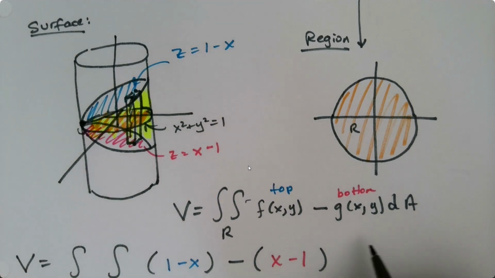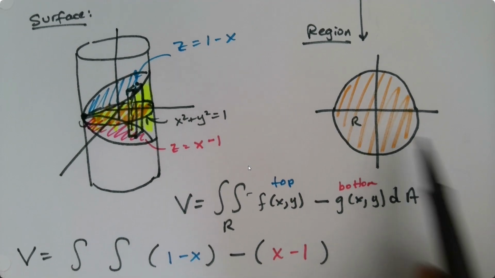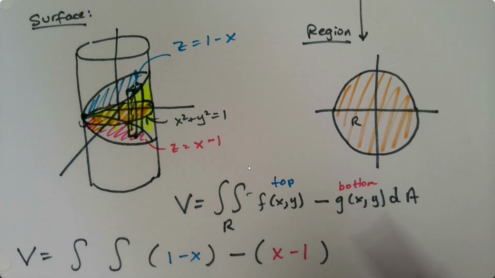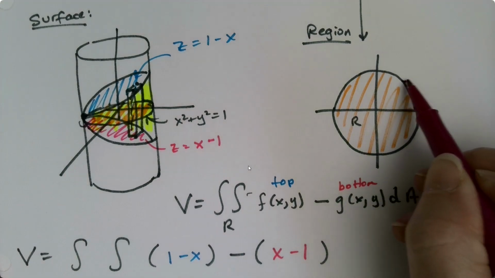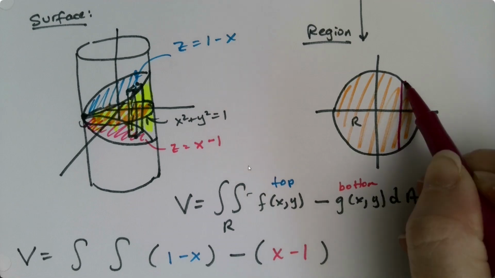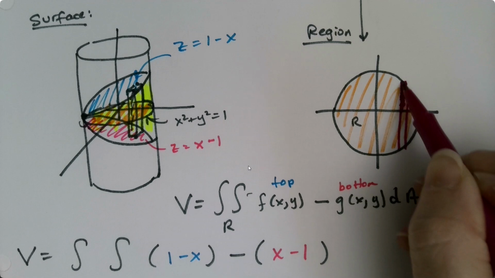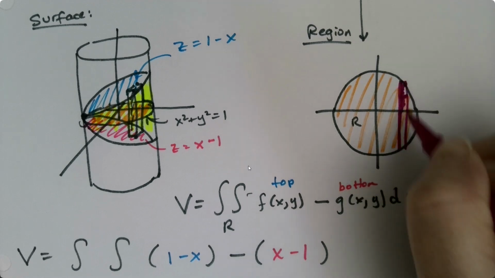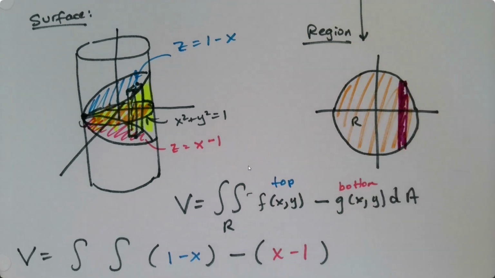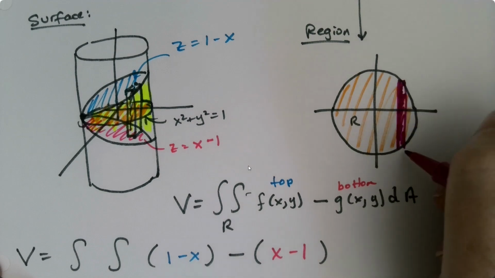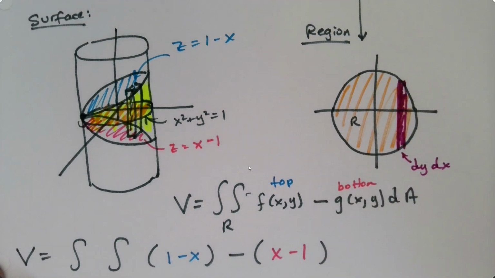and then dA. Now we have to choose which way we want to go over here, right? So in our region, do we want to go with a vertical or do we want to go with a horizontal? And the answer is it doesn't really make a big difference in this particular case. But generally, if it doesn't matter, then students tend to prefer dy dx. So this is dy dx. And the reason for that, I'm going to show you in just a second.